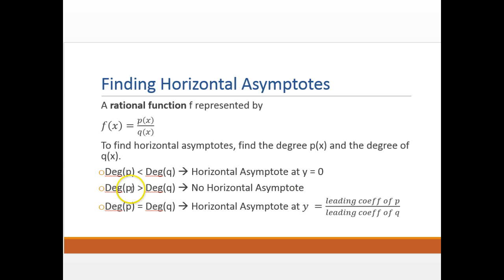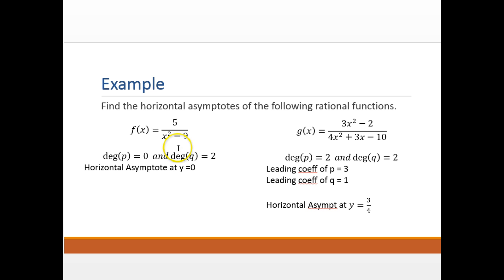If the degree of the numerator is greater than the degree of the denominator, there's simply no horizontal asymptote. And if the two degrees are equal, then the horizontal asymptote occurs at y equals the ratio of the leading coefficient of the p over the leading coefficient of the q. Let's see how this happens. Our first example will go back to the one we did earlier, f of x equals 5 over x squared minus 9. In this case, the degree of p is 0, the degree of q is 2, so the degree of p is less than the degree of q, so I have a horizontal asymptote at y equals 0.